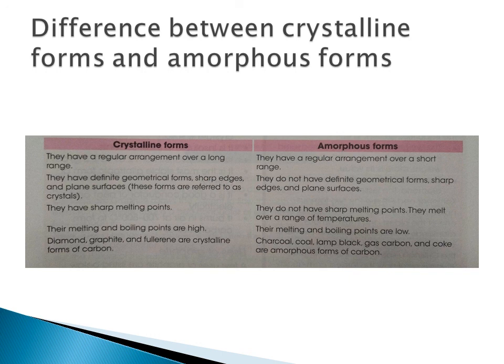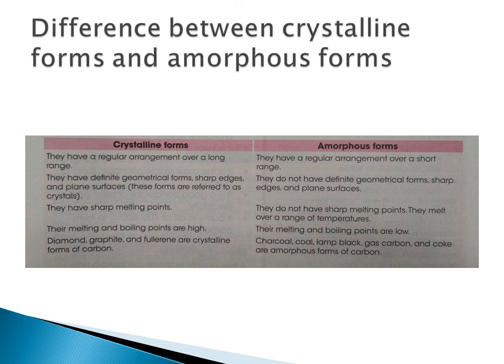Crystalline forms of allotropes have definite geometrical forms, sharp edges and plane surfaces. These forms are referred to as crystal. A crystal is a solid with a definite geometrical shape. Amorphous forms do not have definite geometrical forms, sharp edges and plane surfaces. Crystalline forms have sharp melting points. Amorphous forms do not have sharp melting points. They melt over a range of temperatures.